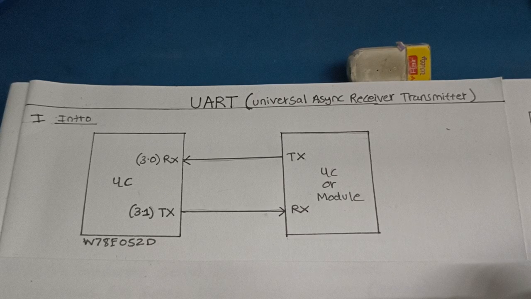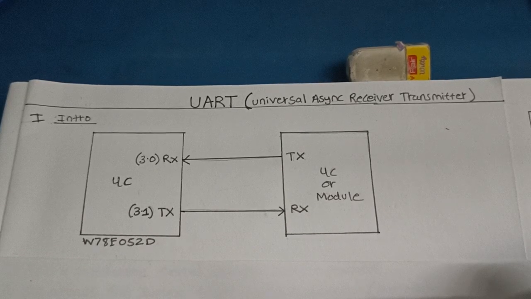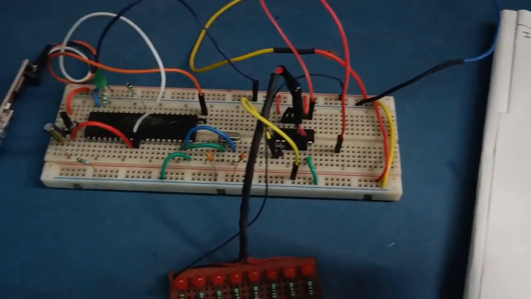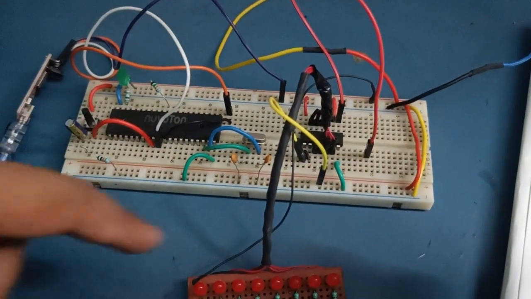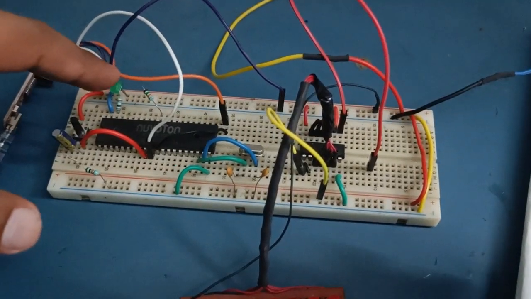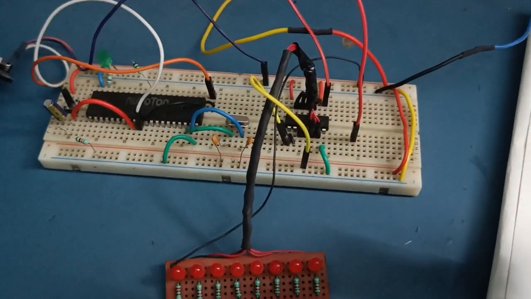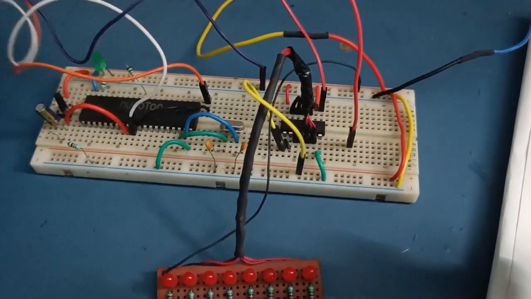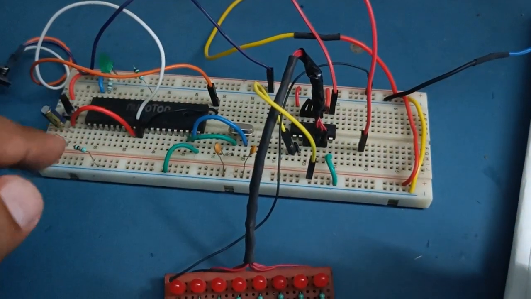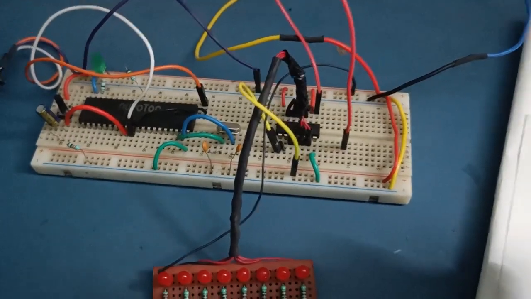So today we are going to see how the UART communication protocol works in the W78E052D microcontroller. This is a microcontroller. This is a basic circuit. I've connected one LED and a USB to UART module to upload the code. And this module we are connecting to the UART port, RX and TX. So we don't require any additional connection.